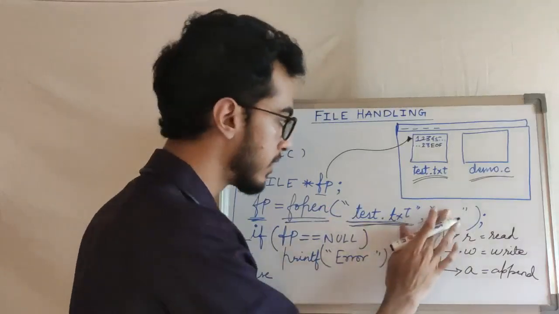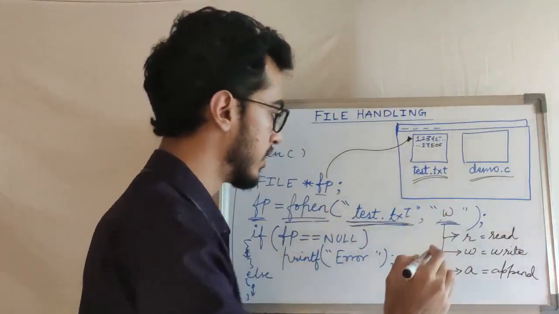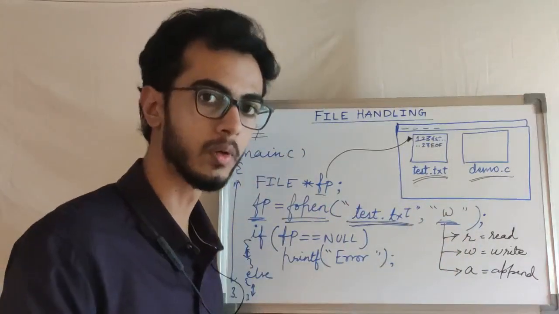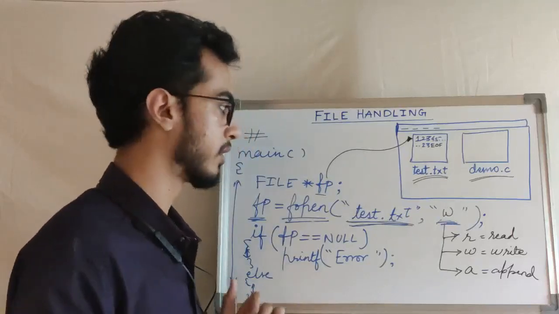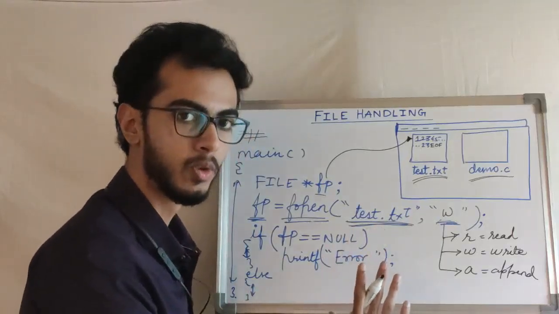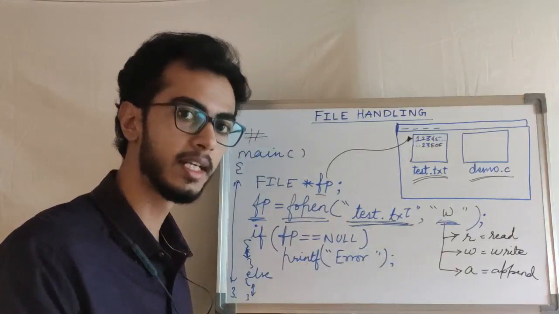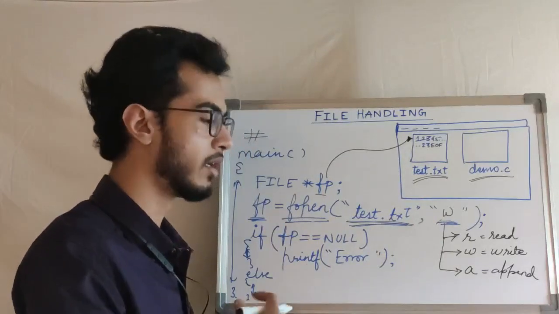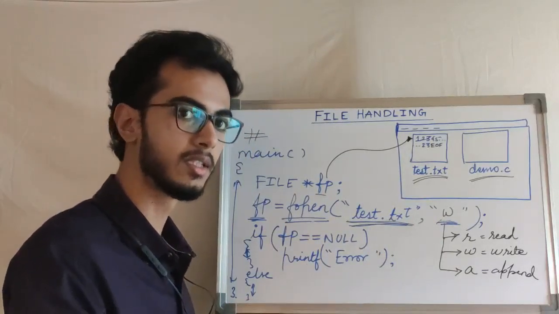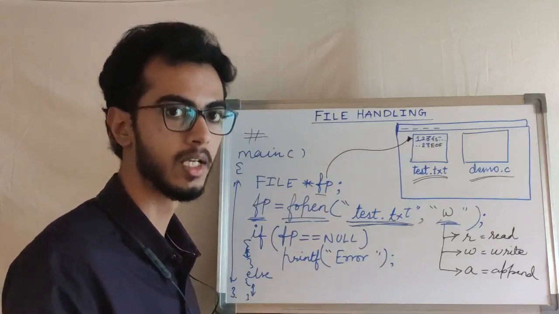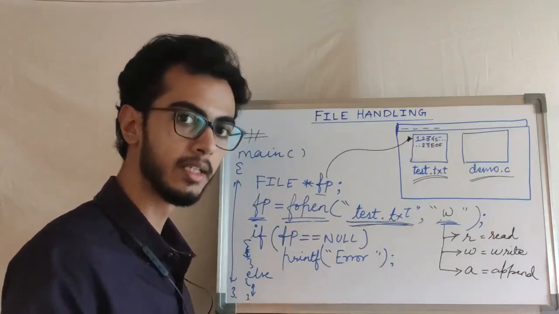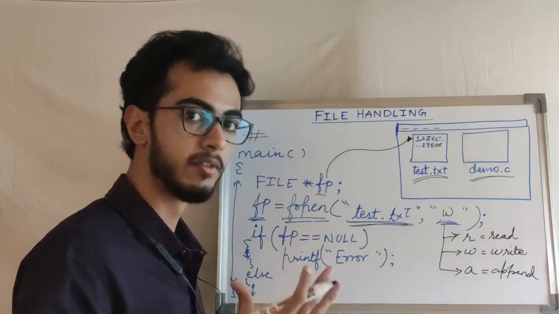If I indicate w in place of this, the file will be opened in the w mode. Remember, whenever the file is opened in write mode, if there exists some data in that file, it will just be removed, cleaned off from that file. A new file will be opened and returned, and that file will be blank.